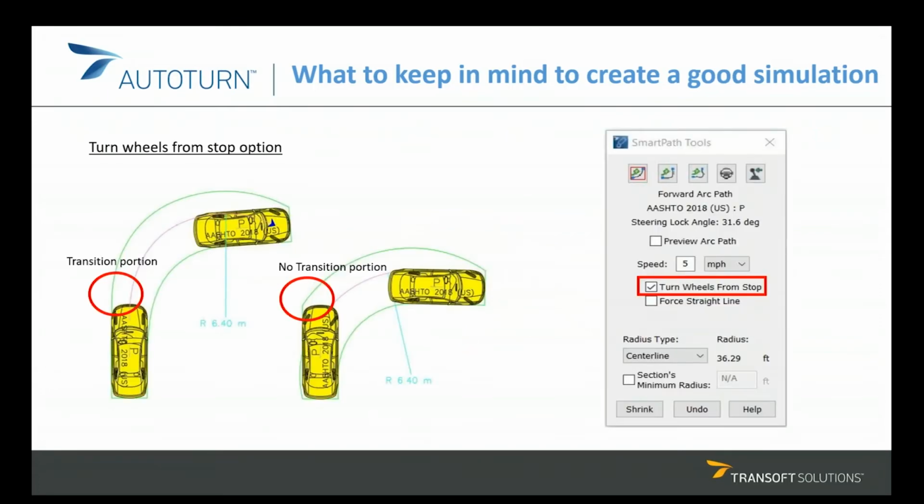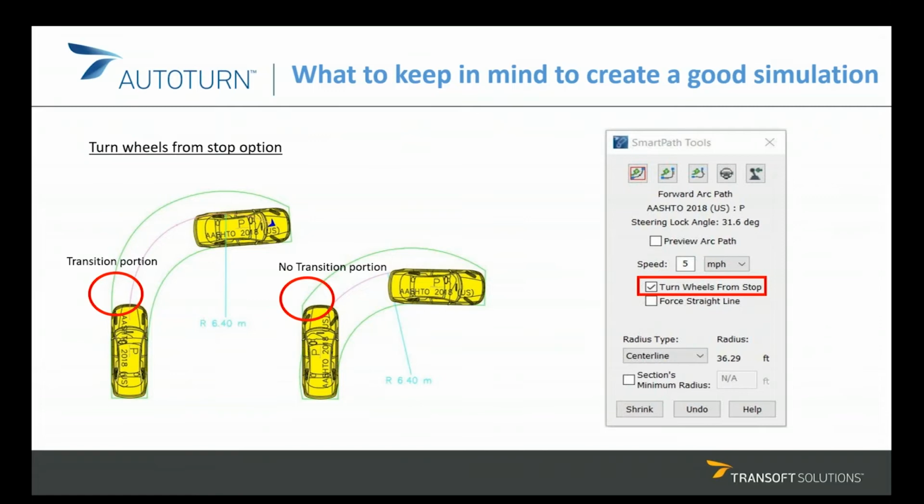Turn wheels from stop. This tool is to be only used when the vehicle is traveling at low speeds and when the vehicle would come to a complete stop in order to turn the tightest. So what the tool does is that it eliminates the transition portion of the path, like we explained earlier, and can be easily explained as when the driver cranks the wheel to its full extent when the vehicle is still at a stop or static position.